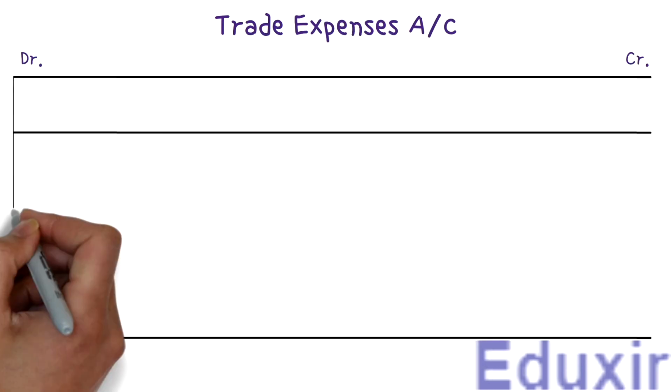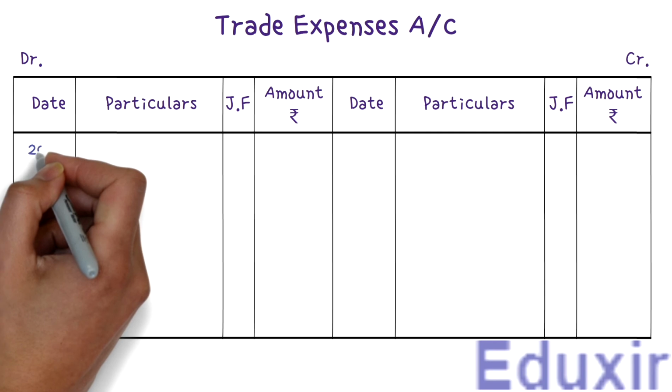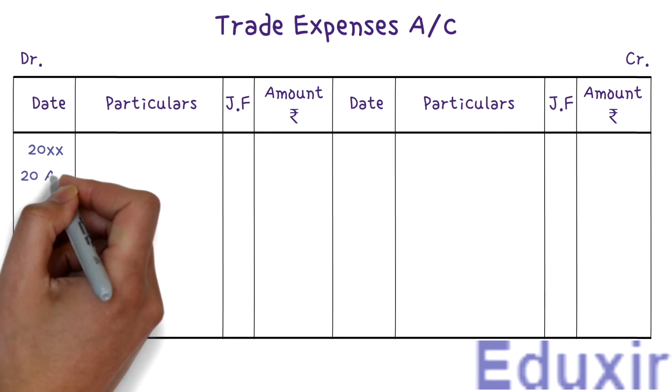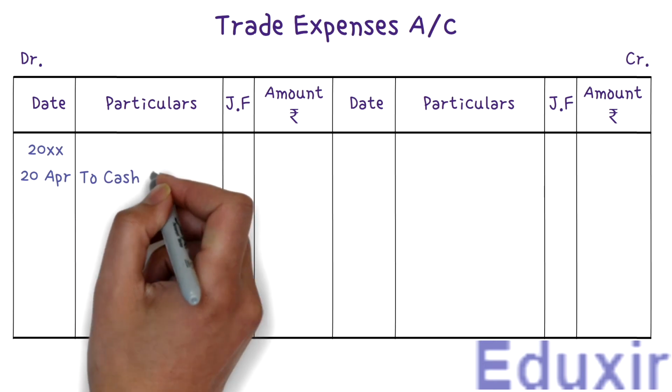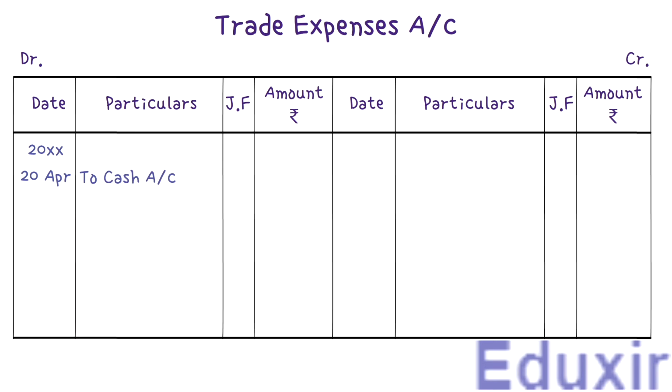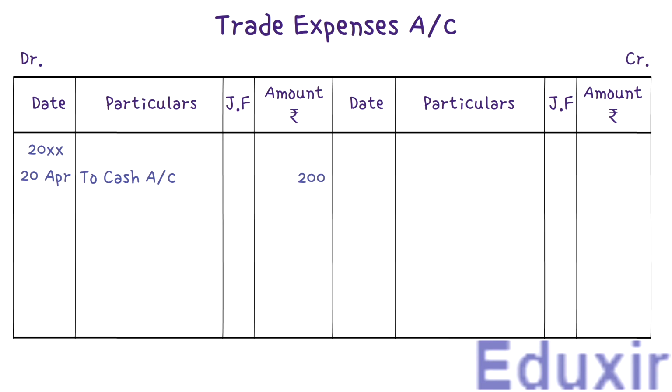Let us then have the ledger account format with all the headers. As this is the first entry on the debit side, let us first write the year in the date column and then let us write the date. We need to write to cash account into the particulars column. Let us then write the debit amount of 200 rupees in the amount column. That completes the posting of this journal entry into trade expenses account.